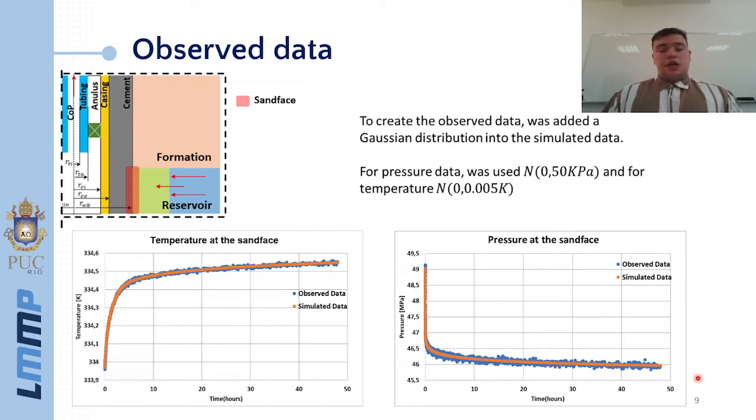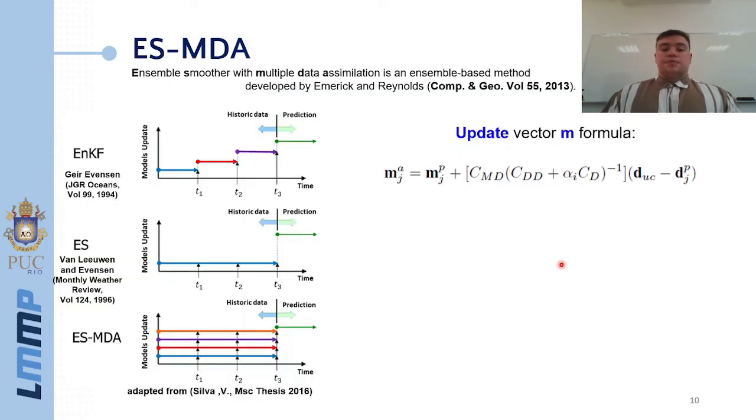The observed data was captured from the sand face, that is the connection region between the wellbore and the reservoir. And to simulate the noise from the measurement equipment, a normal distribution was added into the simulated data. The method used to make the history matching and uncertainty analysis was the Ensemble Smoother with Multiple Data Assimilation. It is an ensemble method that makes iterative global updates with all the available data.